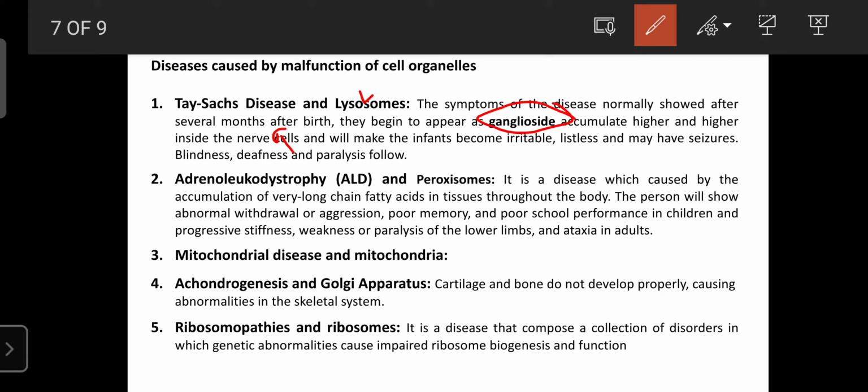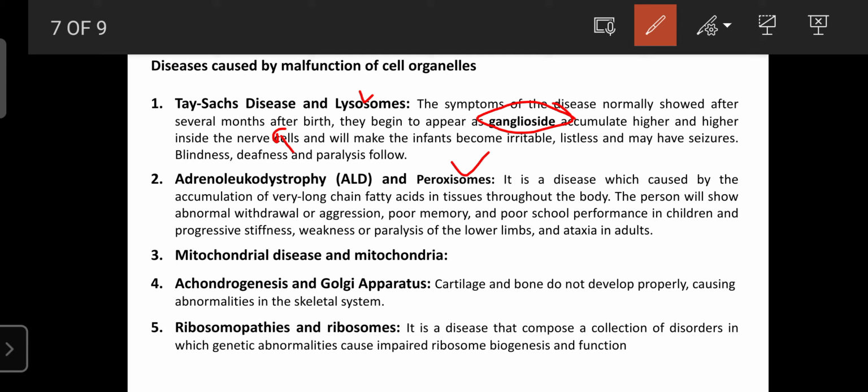Another condition is known as adrenoleukodystrophy, which is related to malfunction of the peroxisome. You already know the peroxisome consists of digestive enzymes, which are helpful for the breakdown of toxic substances, especially H2O2. Due to malfunction of peroxisomes, the H2O2 or free radicals cannot be metabolized, so the person suffers from the disease known as adrenoleukodystrophy.